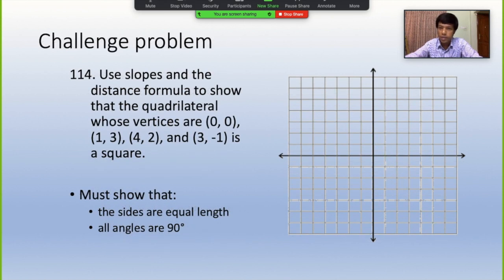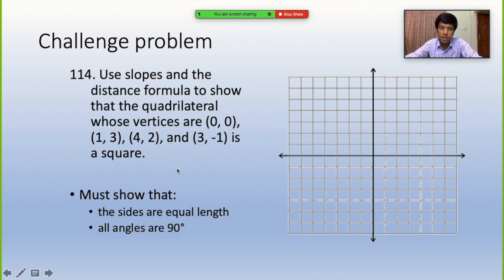These are the challenge problems that you can try to solve, where 4 points are given. You have to prove that this is a quadrilateral, and this is a square. So 4 points are given. If by connecting these 4 points you make a quadrilateral, this will be a square. You have to prove it. And how can you prove it? If you can prove that the sides are equal in length, that means you have to find out the lengths, and all angles are 90 degrees, that means you have to find out the relationship of their slopes. Okay, this is the clue. So this is what you will give a try.